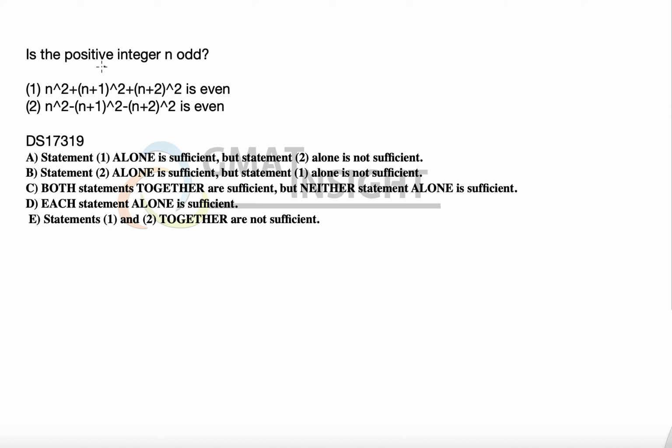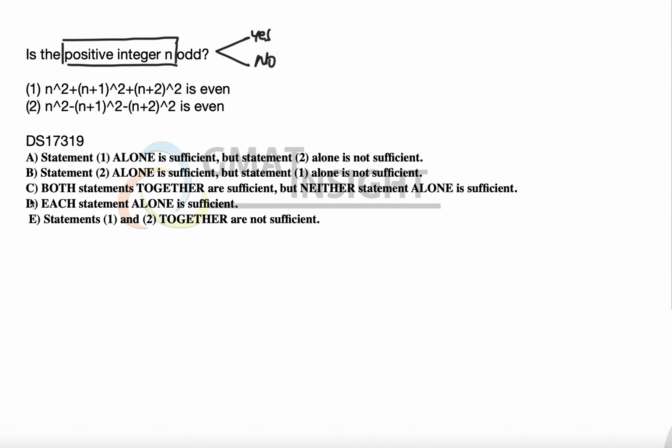Is the positive integer n odd? We have to answer this question in the form of either yes or no, and we should also absorb that there is information in this statement, and that is n is a positive integer. We only have to find out whether it is an even integer or an odd integer, or whether it cannot be determined using the statements.